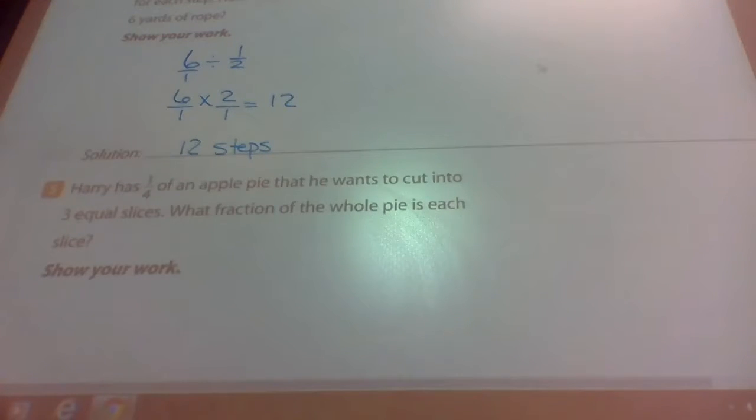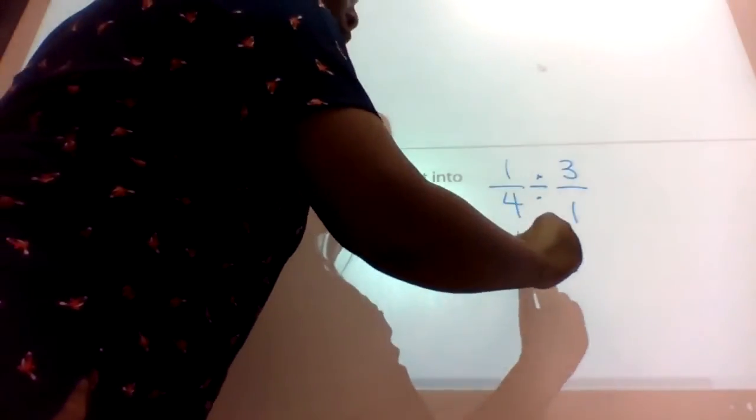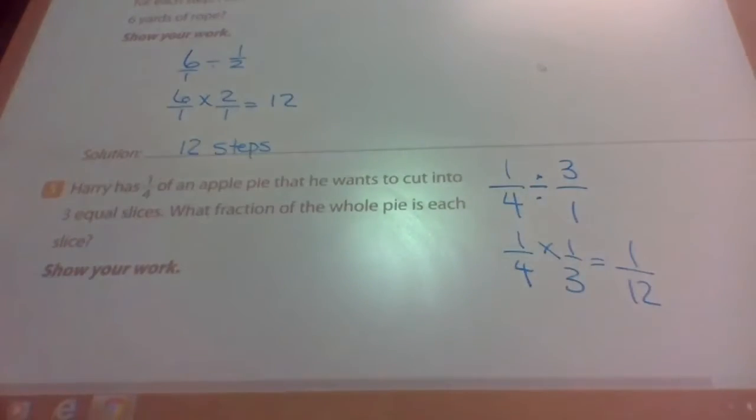All right. Number 5. Harry has 1/4 of an apple pie that he wants to cut into 3 equal slices. What fraction of the whole pie is each slice? So, what is my total? How much apple pie do I have? 1/4. And I want to cut it into how many pieces? 3. Right? So that is 1/4 times what? 1/3. Which is 1/12. So the answer to number 5 is 1/12. No, 12 and 1/12 is two different things.